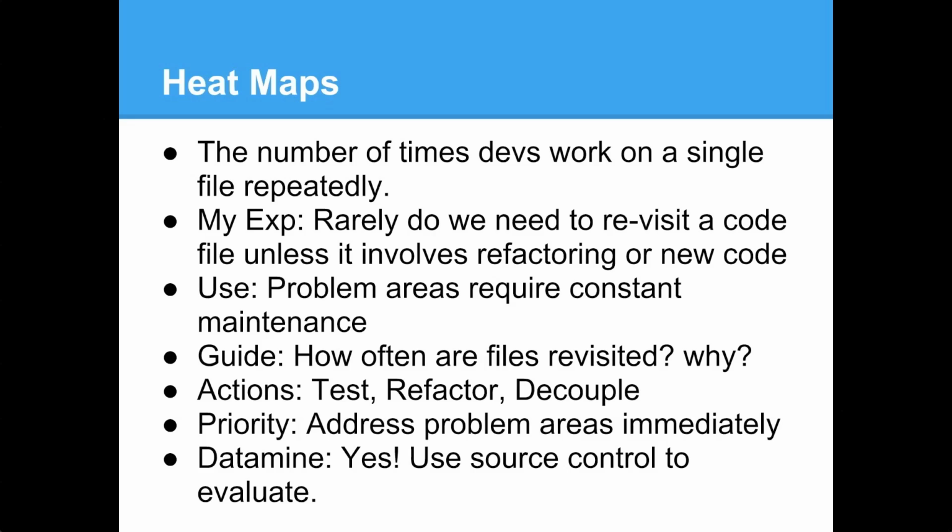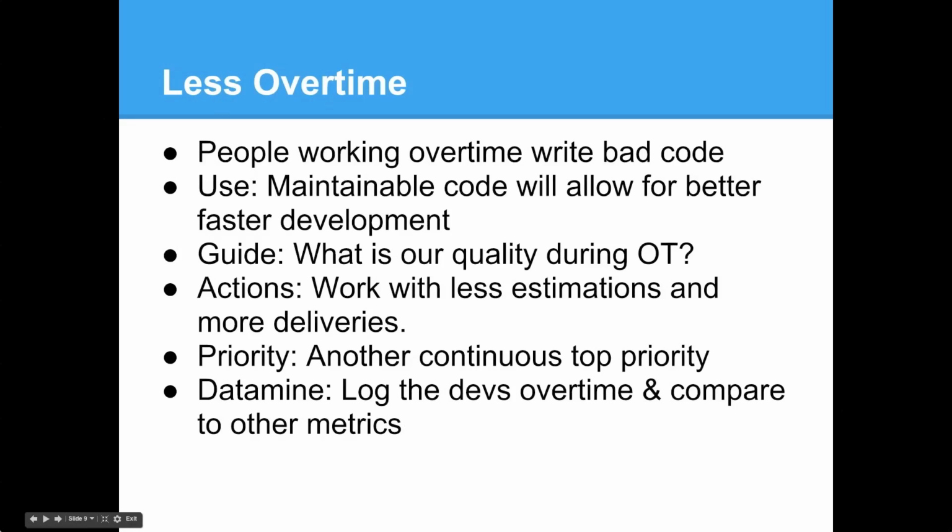This means that you'll go in and use interfaces and decouple code that is tightly coupled and replace certain functionalities that are problematic with perhaps two different implementations because they really are responsible for two different things. The priority for this is to address this problem immediately, and you should use your source control system to data mine this information and evaluate where those problem areas are.